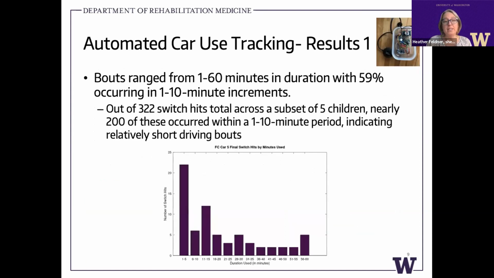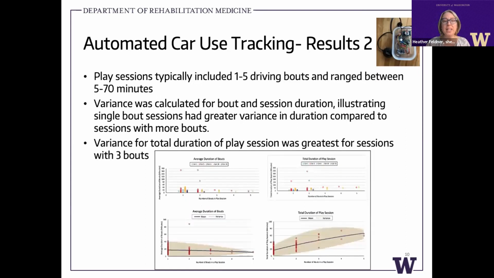What we found was that car use varied, but was generally more concentrated into the 1 to 10 minute increments. And this was about 60% of the car use that we found. So out of a total of 322 switch hits across a subset of 5 of our kiddos, nearly 200 of these occurred within that 1 to 10 minute period, indicating relatively short driving bouts. Play sessions, which included multiple bouts, ranged between 5 and 70 minutes.